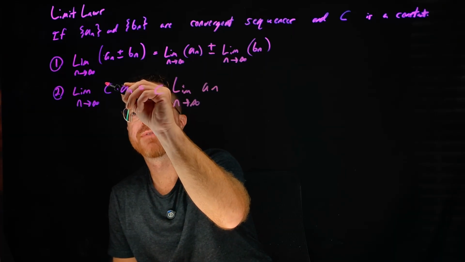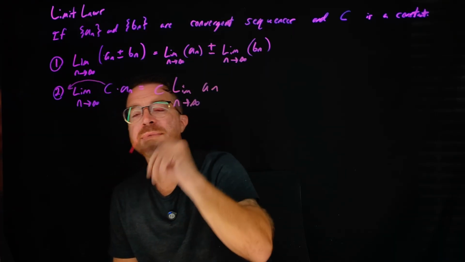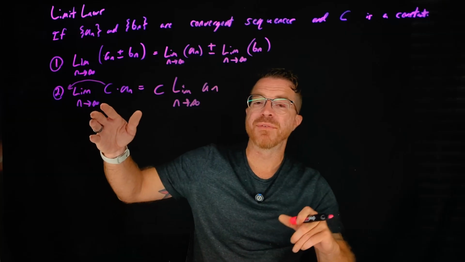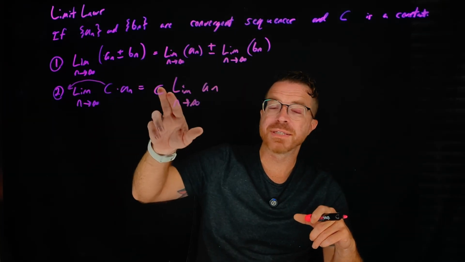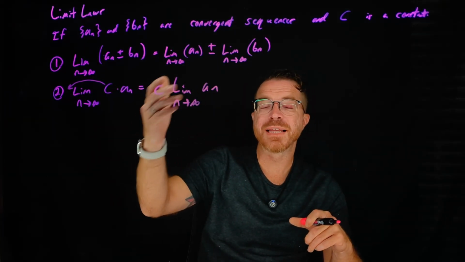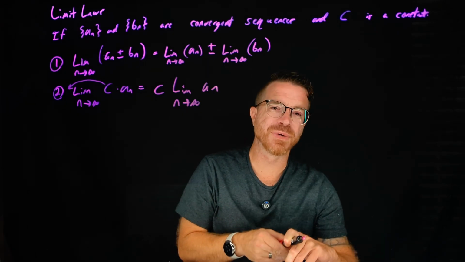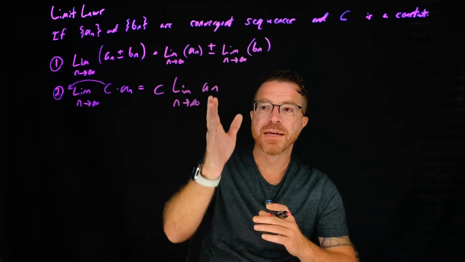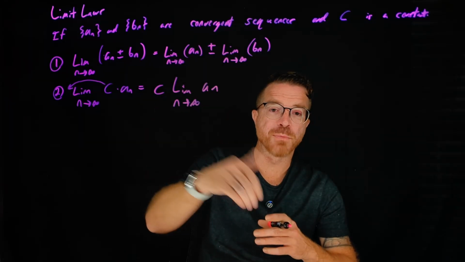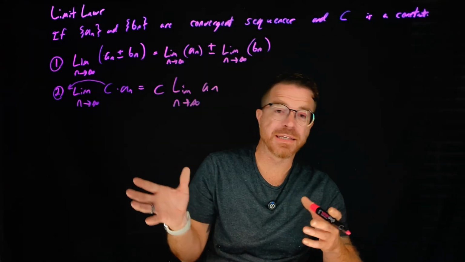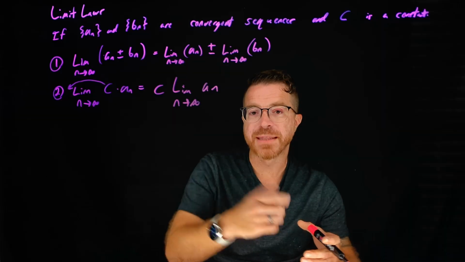So pretty much what it means is that if I have a constant times this sequence and I take the limit of it, I can actually pull that constant out, and it's the same thing as taking the limit of the sequence and then multiplying by a constant. So basically, if I had some sequence and I multiplied every term by 2, it would be the same thing as taking the entire sequence and then multiplying that by 2.